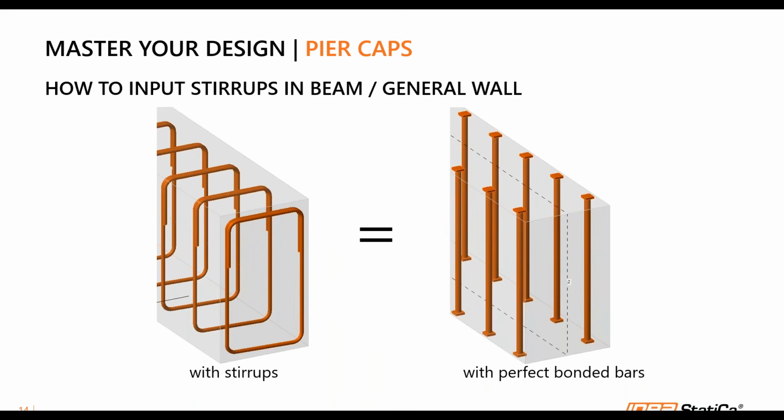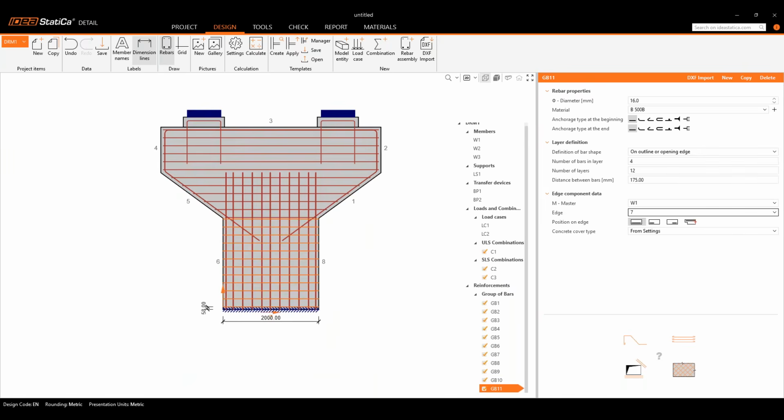Stirrups or ties can be applied only to structures modeled in beams. However, it is also possible to simulate them in other elements such as group of bars. In our example right here, we have the stirrups, but if you make use of perfectly bonded bars, this is also equivalent to stirrups, columns or beams. So we will make use of these pictures.